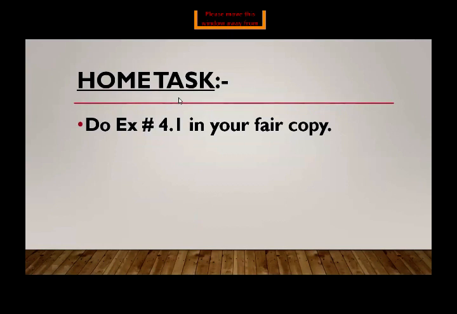Now it's time for a home task. You will do exercise number 4.1 in your fair copy. Students, we have discussed all important terms of algebra in this lesson. So 4.1 consists of all questions in which all terms of algebra will be given. You can do this exercise easily if you are reading, observing, and recalling your lecture. You can do it very easily and comfortably. You will do each question separately, and their answers are given, but it would be better to solve first, and then at the end you will find your answer.